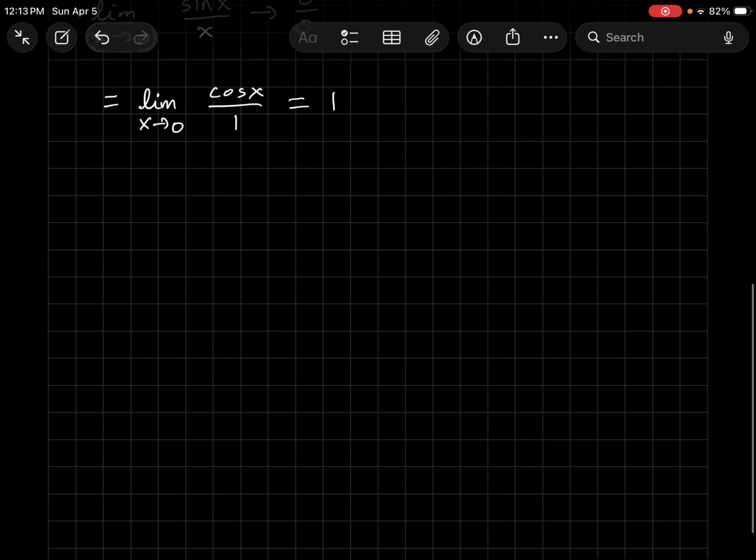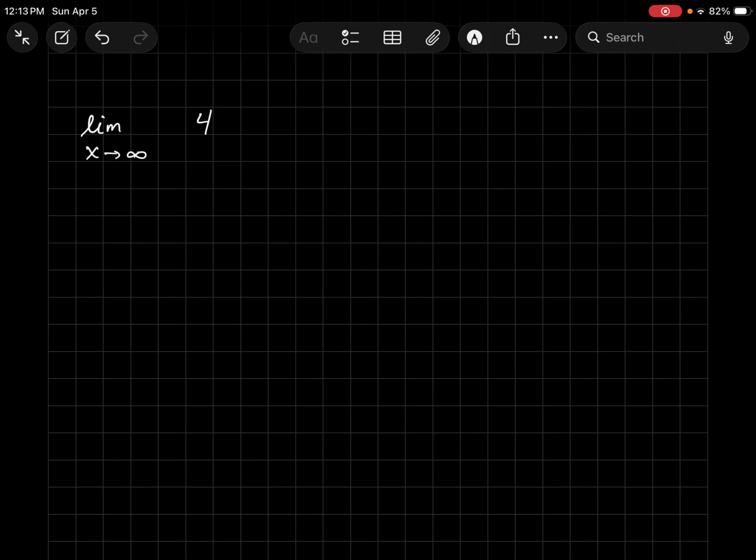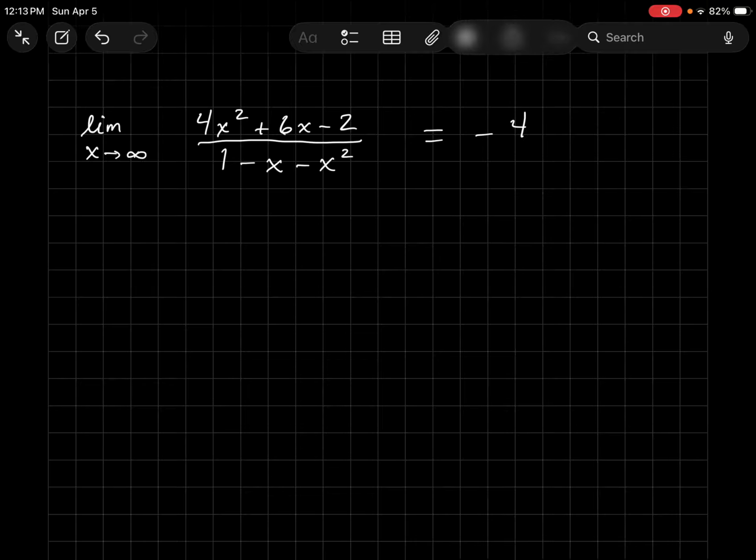Let's take a look at another one that we did earlier when we were doing limits, way before derivatives. The limit as x goes to infinity of 4x squared plus 6x minus 2 over 1 minus x squared. Now, admittedly, there are simpler ways to do this problem, but I'm going to use L'Hopital's rule to show that it works. That is, I already know the answer is going to be negative 4 by doing highest powers top and bottom, but let's see what happens.